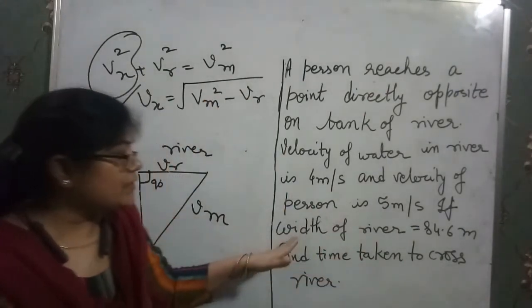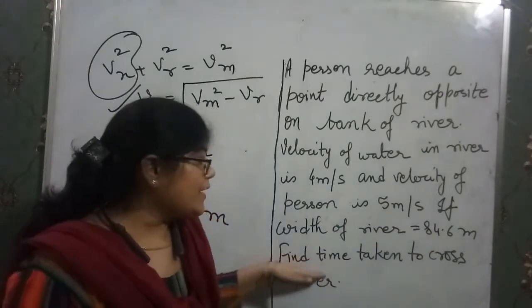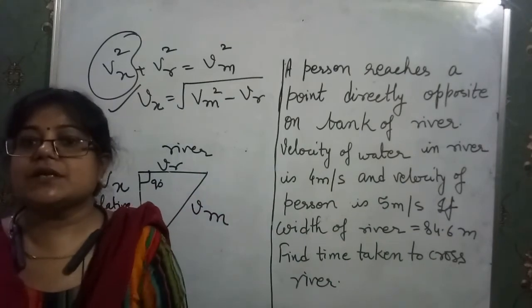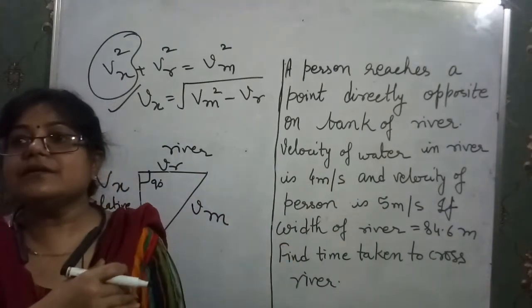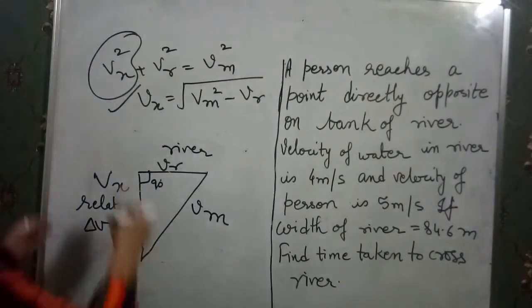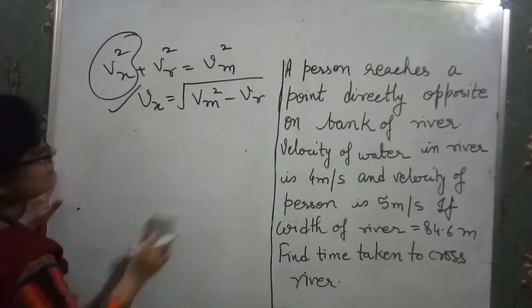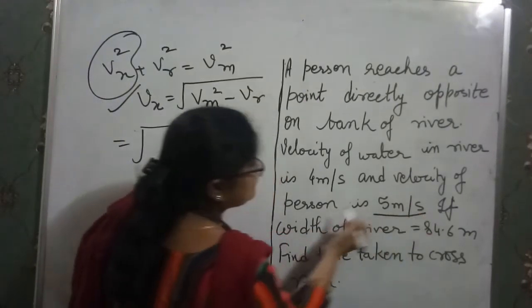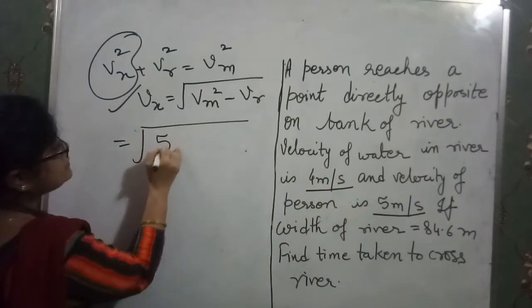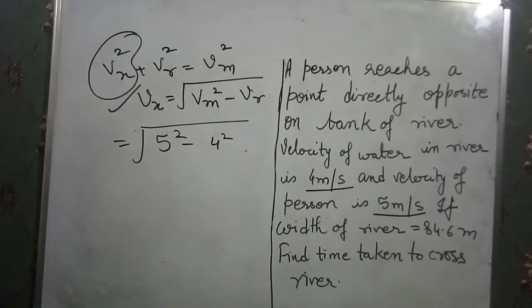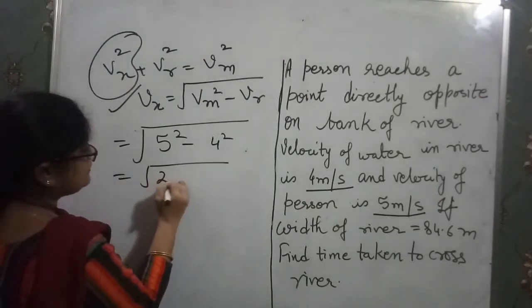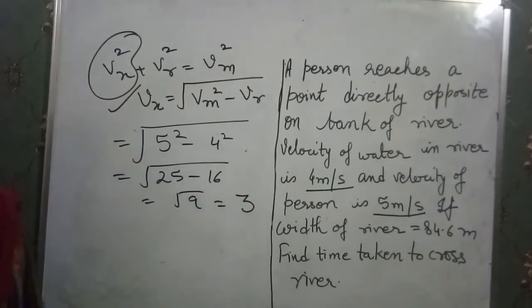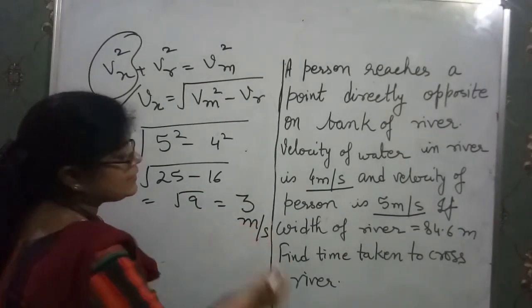Now in our question it is given that the width of the river is this and we have to find the time taken to cross the river. That means in how much time, what is the shortest interval of time in which the man crosses that river. Clear? Now from here the relative velocity becomes what? Velocity of the person is what? 5 and river is 4. So this is 5 squared minus 4 squared. So we have 25 minus 16, that is 9, and we get 3 meters per second. I think the concept is clear now.